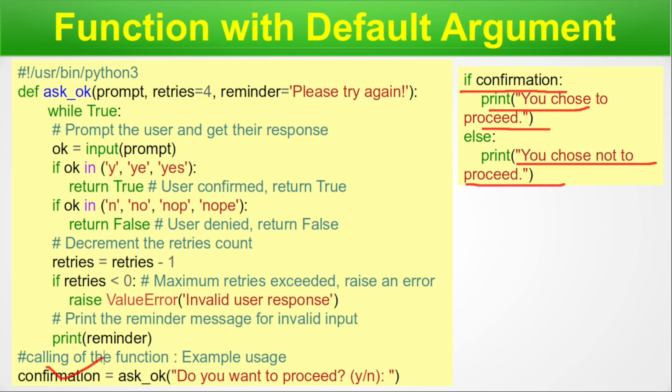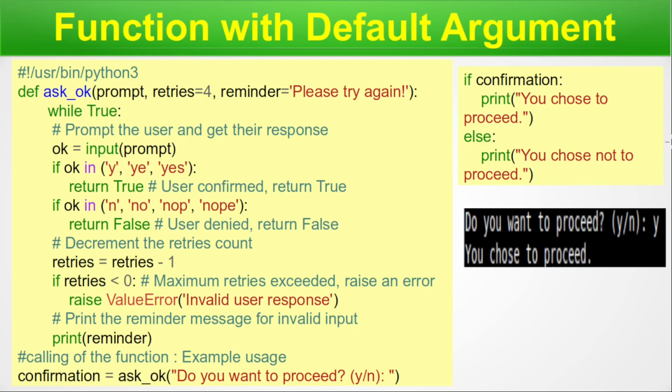That means we are storing true or false here, and we put an if else condition here to check whether it is true or false. According to true, we are printing this. According to false, we are printing this. Once we execute this code, for the true condition, when this is prompted on the screen and we type y, the true value goes to the confirmation and this block is activated. So you can see you choose to proceed. You can see this is printed.